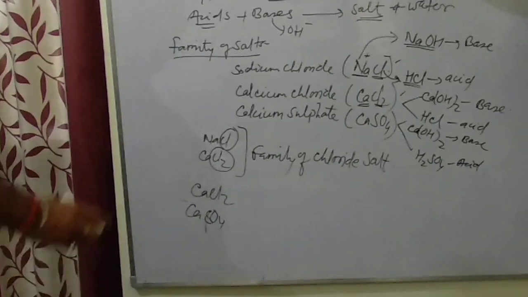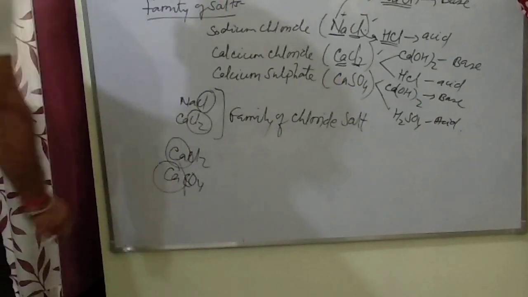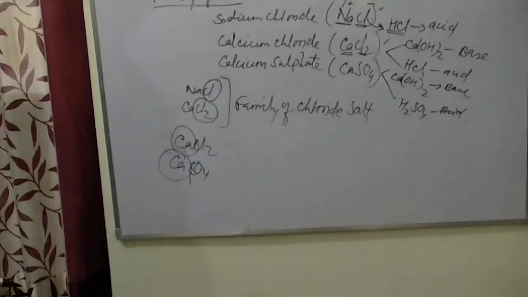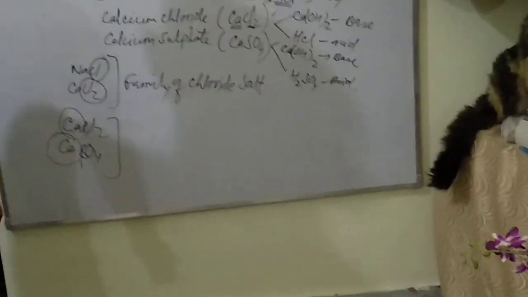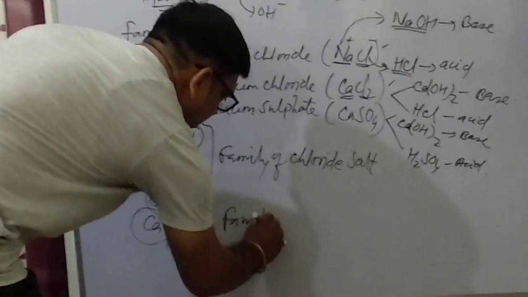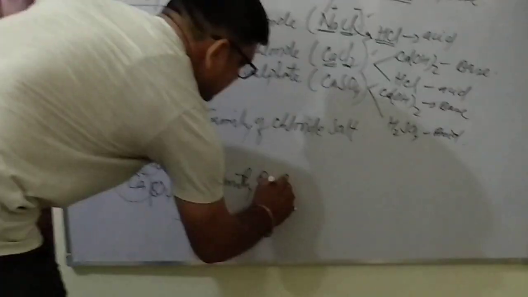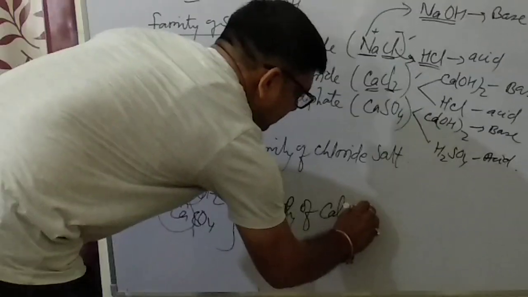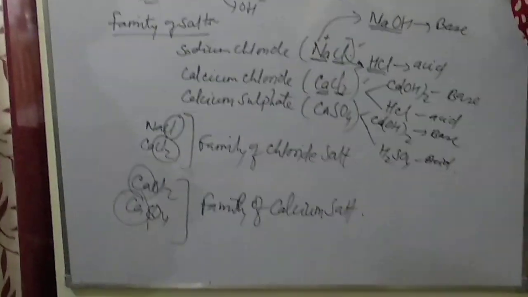In these two salts, we see that calcium is common. Since calcium is common in these two salts, these two salts will be said to be the family of calcium salts. Family of calcium salt.